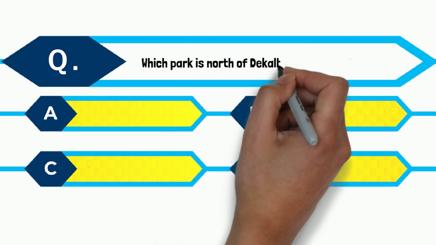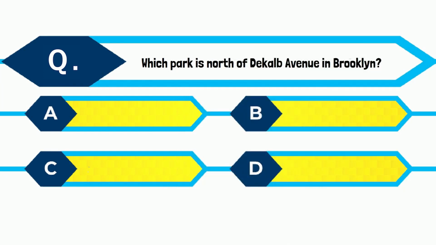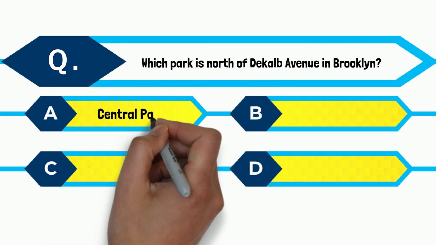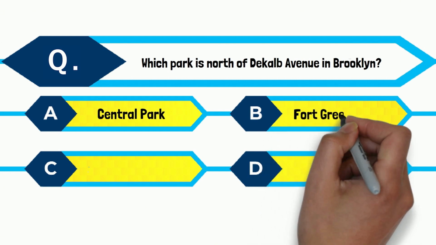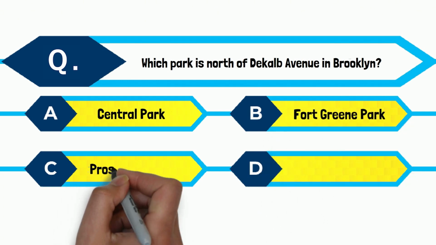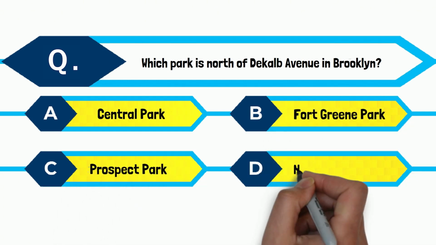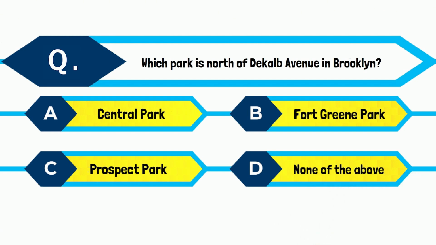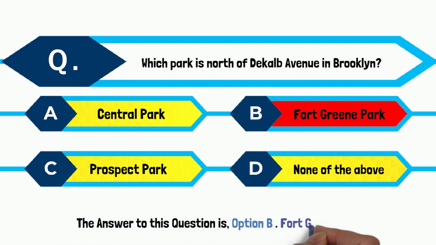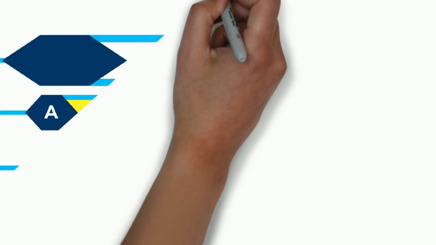Which park is north of DeKalb Avenue in Brooklyn? Option A, Central Park. Option B, Fort Greene Park. Option C, Prospect Park. Option D, none of the above. The answer to this question is option B, Fort Greene Park.